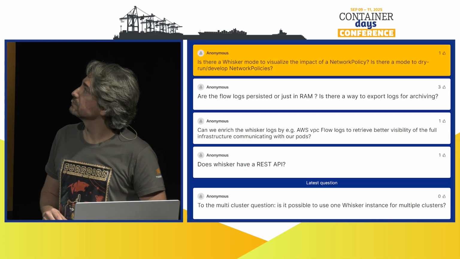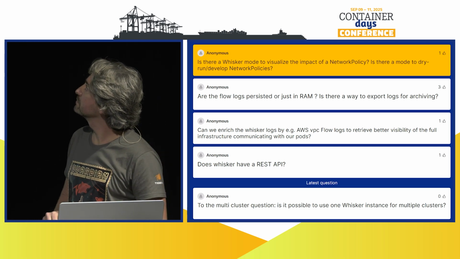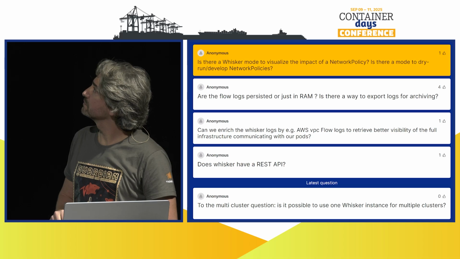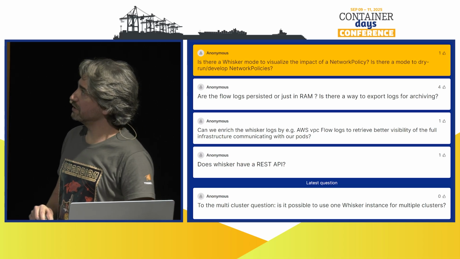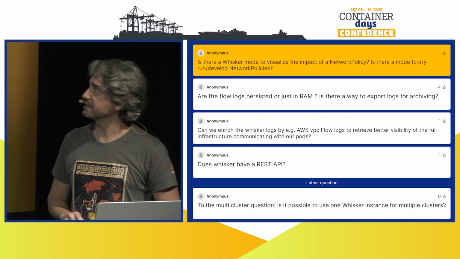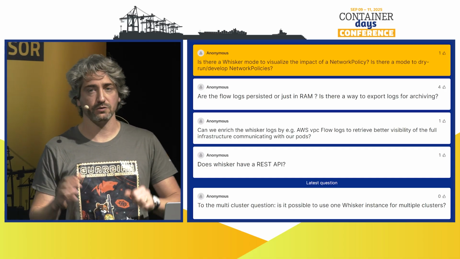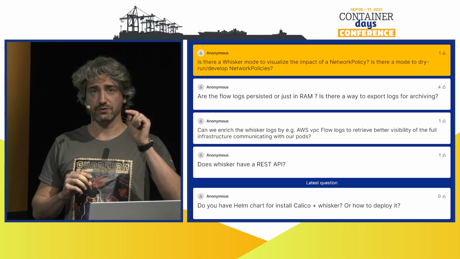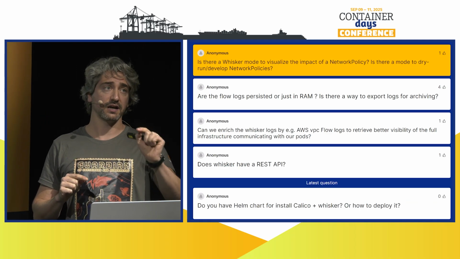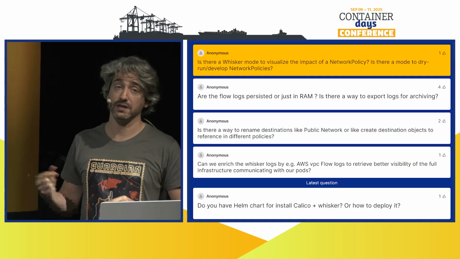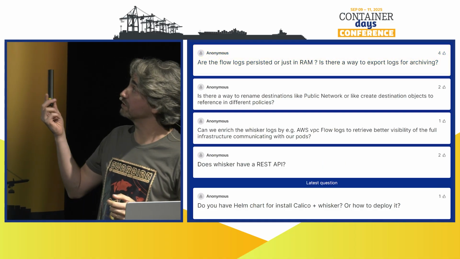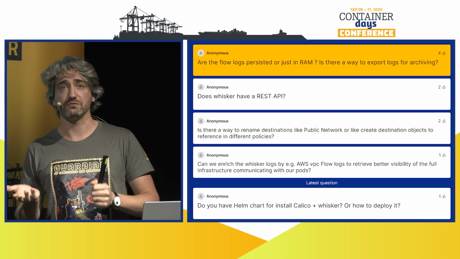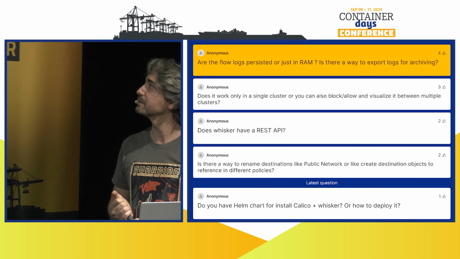Is there a Whisker mode to visualize the impact of a network policy? And is there a mode to dry run, build, develop network policies? So yes. I think I answered this question, but yes, when you expand the individual flow in Whisker, you can drill down and see which policy allowed or denied the traffic, and same thing for the staged policy. So the staged policy will be able to show you what the policy would have done if it was enforced.